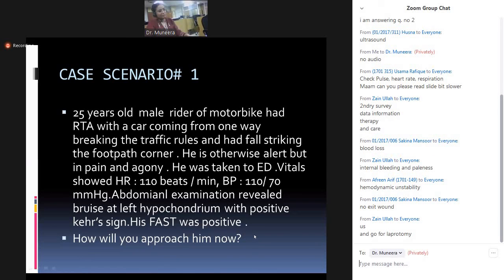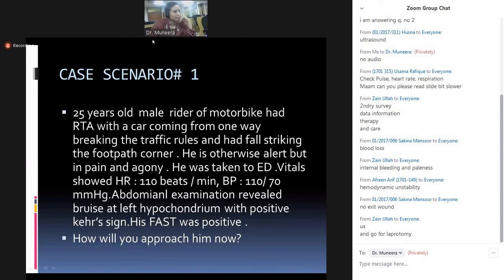Okay, so what are the answers we have? Ultrasound. In this RTA patient, go for the laparotomy. Ultrasound and then laparotomy. Resuscitation, look for the splenic rupture.